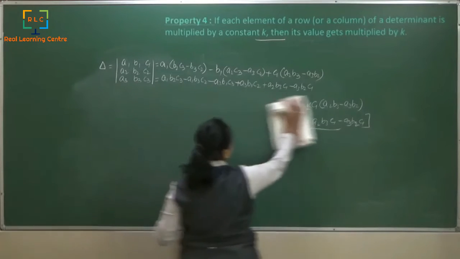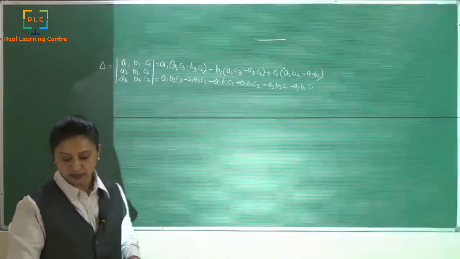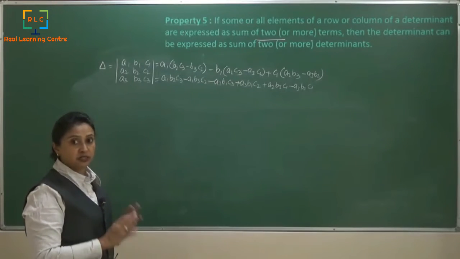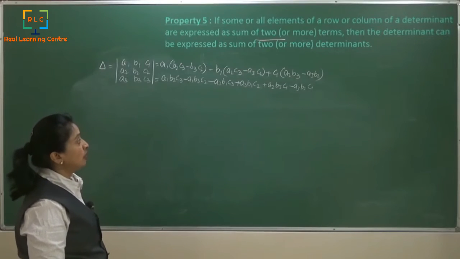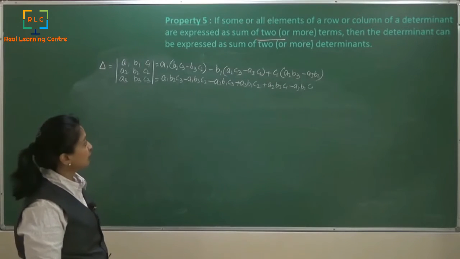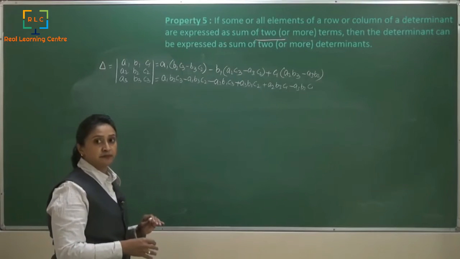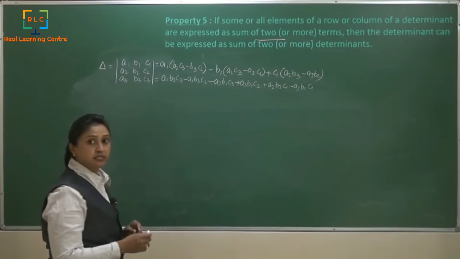And this property 4 is extremely important for exam if by chance they ask for proof, and I guess by this time you would have understood how to do it in a generalized way. Now you see property number 5, if some or all elements of a row, of a column, of a determinant are expressed as sum of two terms, then the determinant can be expressed as sum of two determinants.